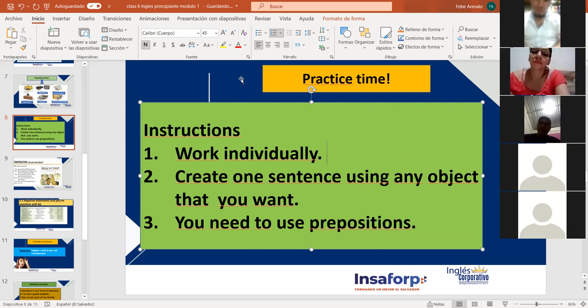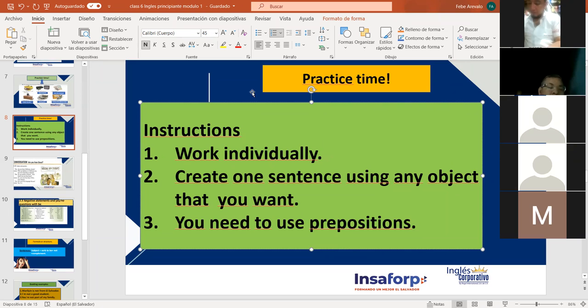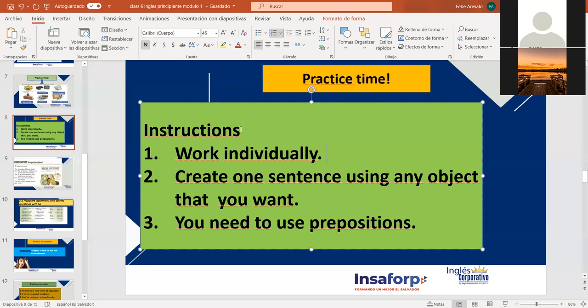Daisy Lopez. The house is in front of the church. All right. Excellent. Thank you. Jose Leonardo. My house in next to the supermarket. Right. My house is next to the supermarket. Mario Renato. My watch is behind TV. All right. Excellent. My watch is behind the TV. Darwin Campos. My phone is on the tablet.